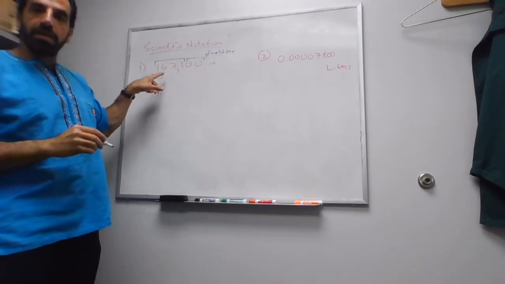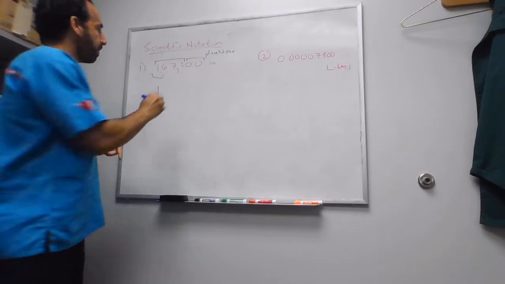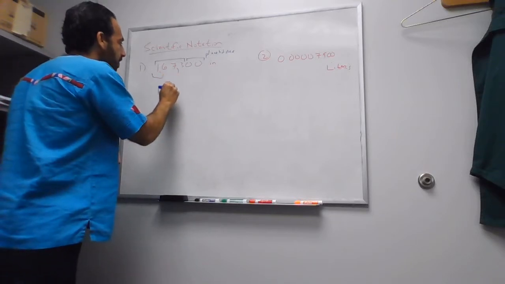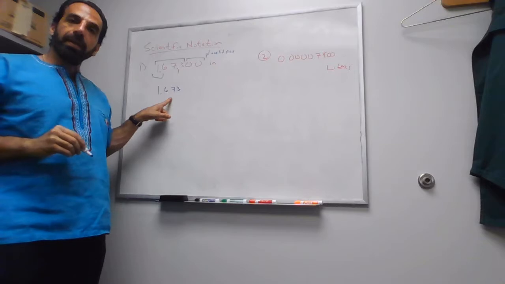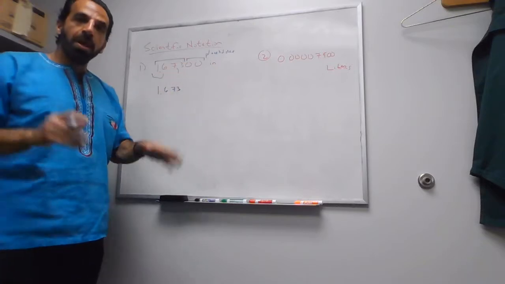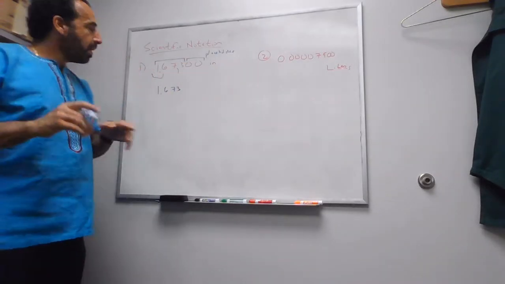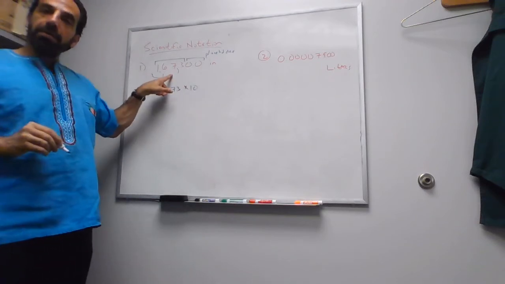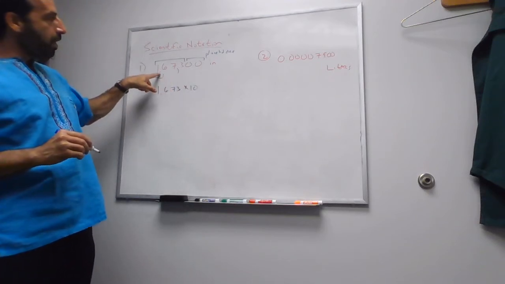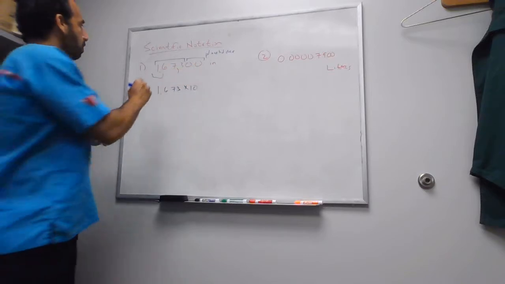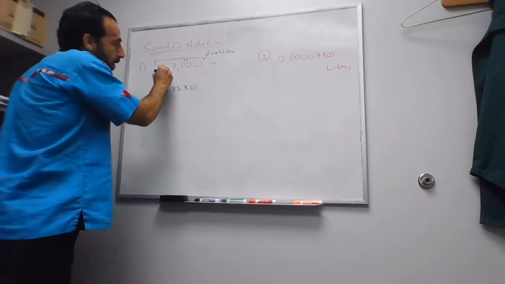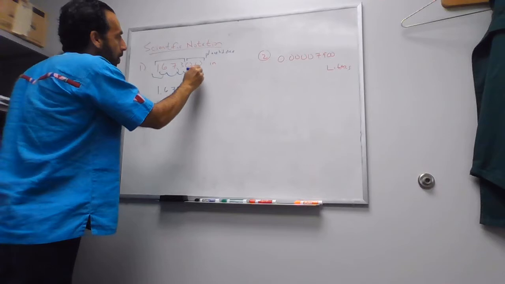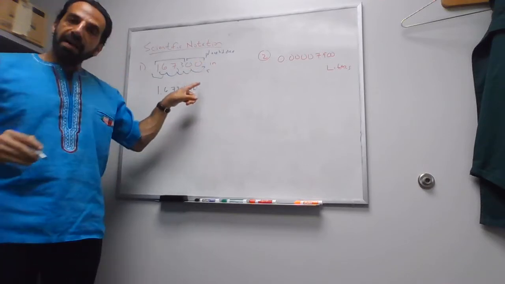So I write 1 point, and then I write down all the digits that are significant: 6, 7, 3. I stop right there. I don't write the last two zeros because they're not significant. Now I'm going to write times 10. To count, I put a decimal here and reach there. I'm going to count: 1, 2, 3, 4, 5. That was 5 spaces.